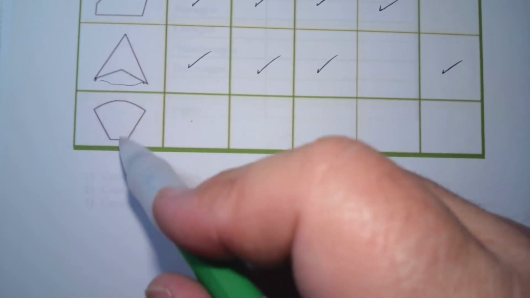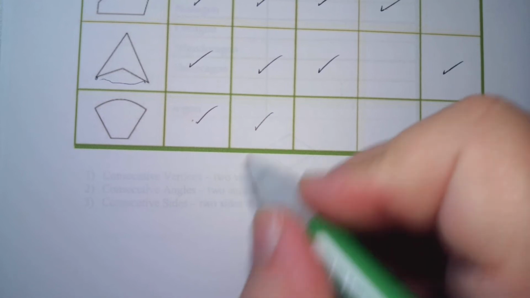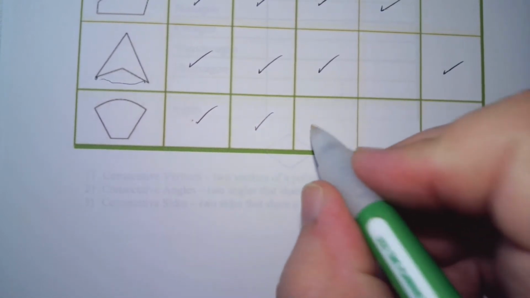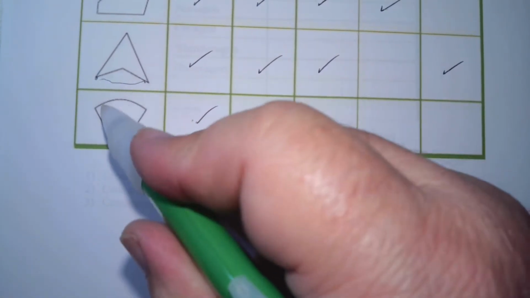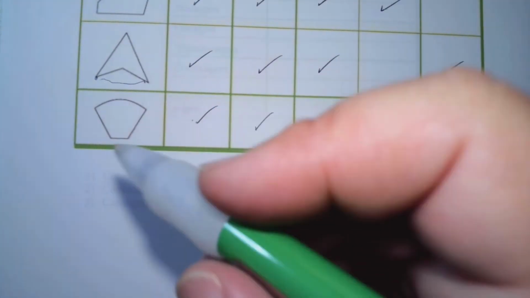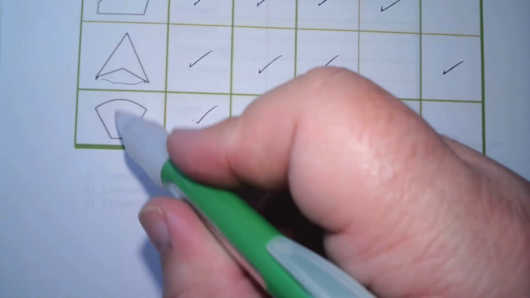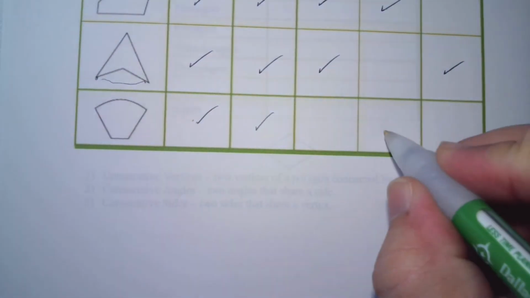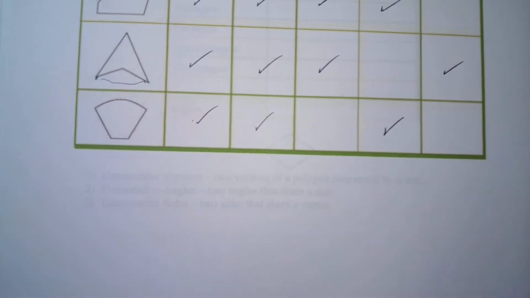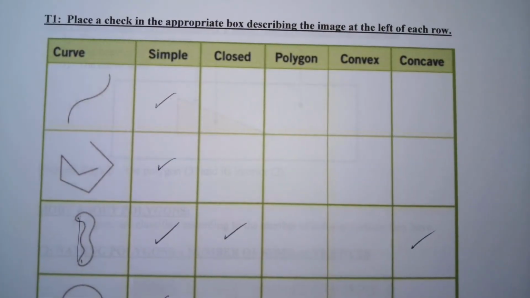This windshield wiper thing. Is it simple? Yes. Is it closed? Yes. There's no opening. Is it a polygon? No, because it's got a curve. Is it convex or concave? Well, can I draw any points that are not contained within it? No, so it's convex. All right, so that's what we look at whenever we do these kind of things: you have to see how it fits the definitions.